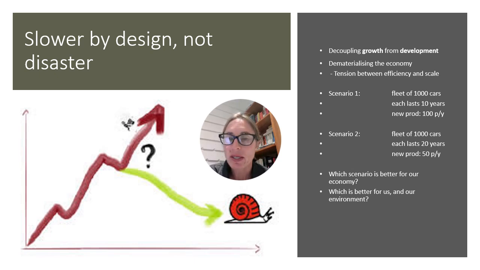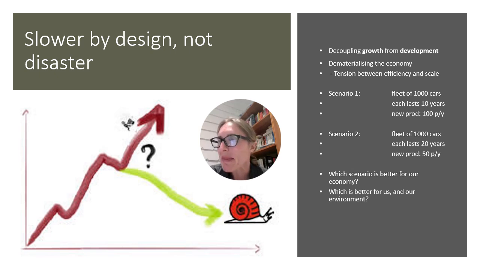There's a tension here between efficiency and scale. So for example, in scenario 1, let's say that there's a fleet of 1,000 cars and each lasts 10 years. The new production would be 100 per year. In scenario 2, a fleet of 1,000 cars each lasts 20 years. The new production would be 50 per year.